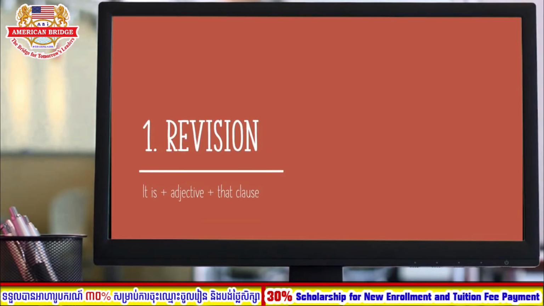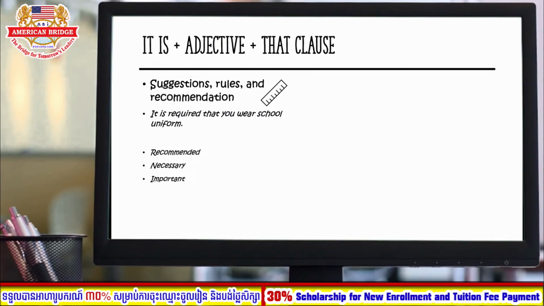So without any further ado, let's start with our revision, which is about the language structure from the previous unit that you studied in your Monday class. The structure is "it is" plus adjective, and we can use it plus the "that" clause. You can use this structure to give suggestions, to state rules, and to give your own recommendations. If you look at the example, "It is required that you wear a school uniform." This sentence is a rule about the school uniform. If you look at the structure here, we have "it is," and "required" is the adjective, then the "that" clause, "you wear a school uniform."